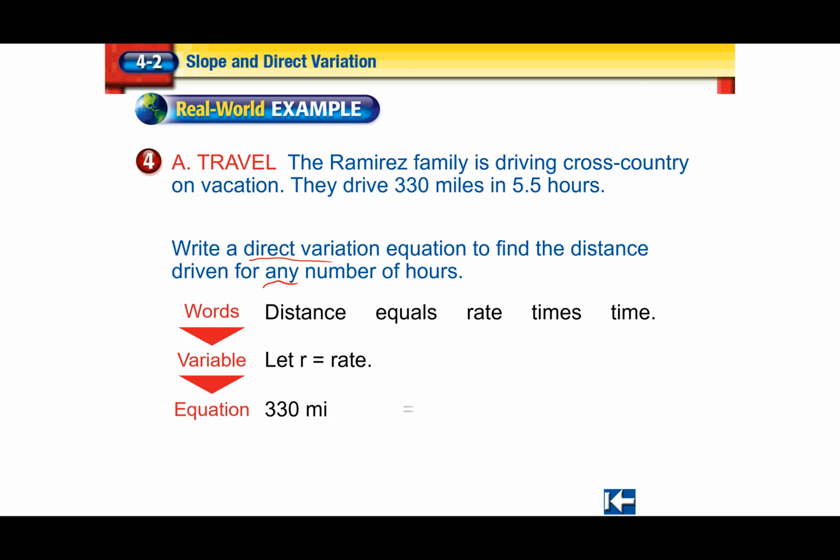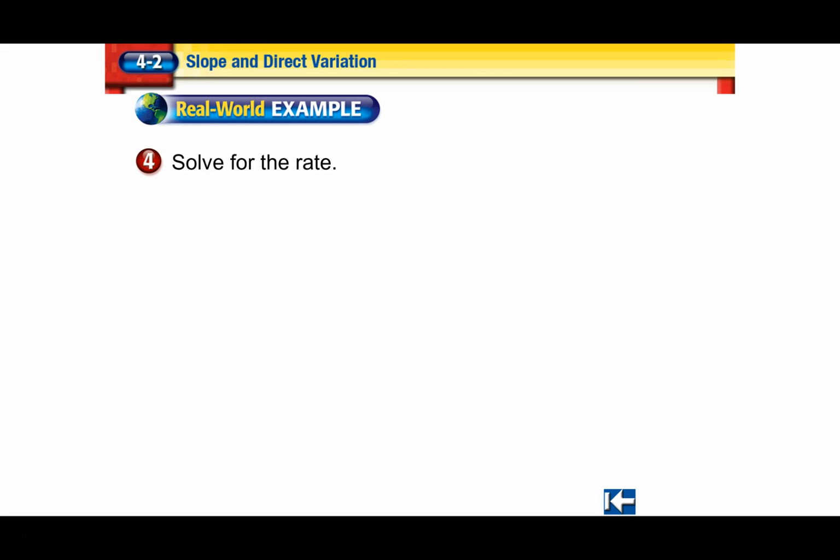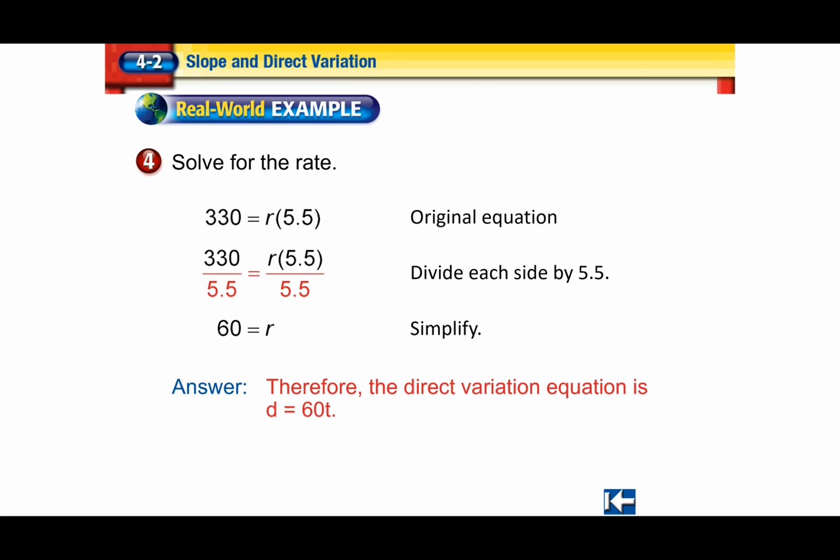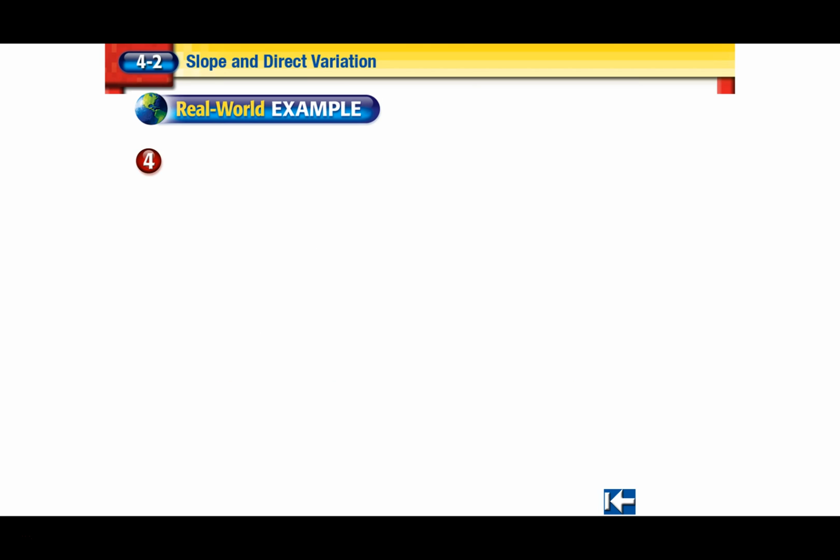So let R be the rate. We put that in here. The miles total, distance, 330, equals rate, which is the one we don't have, times the time of 5.5 hours. Solve that for rate: 330 equals R times 5.5, divide both sides by 5.5. 60 equals R. So therefore the direct variation equation would be D equals 60T, because we're using distance equals rate times time. Note to self, it looks exactly like direct variation. There might be a reason for that.